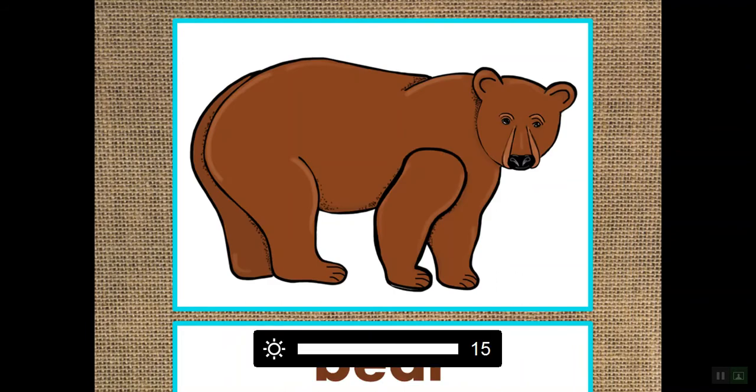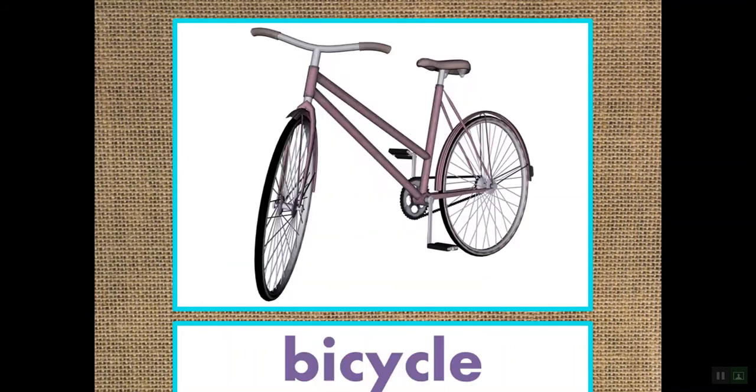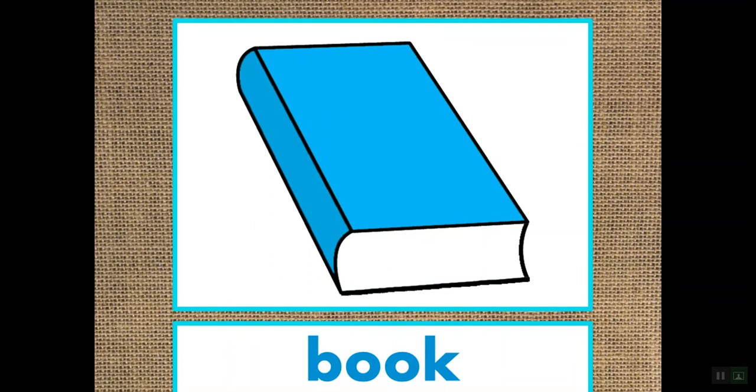Now we have a bear. Ooh, a big brown bear. Big brown bear. All 3 words start with B. Say big brown bear. Good job. Here is a bicycle. Go ahead and say bicycle. Bicycle starts with B. And we have blocks. Say blocks. You can hear the B sound at the beginning of blocks. Here we have a book. Go ahead and say book. Very good.